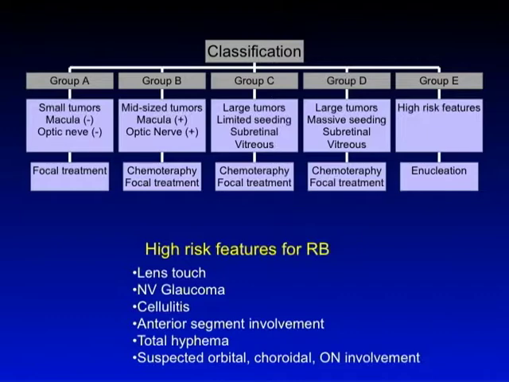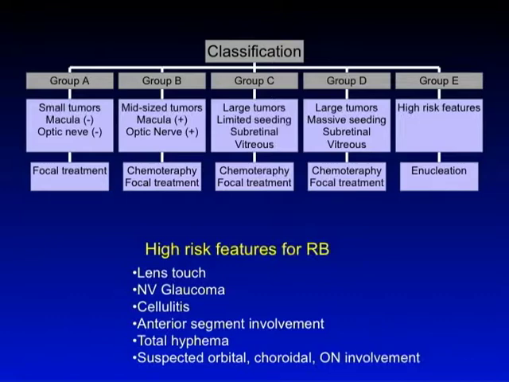Now, this is the new classification for the treatment of the disease, basically. It was created by Dr. Lynn Murphy at Children's Hospital, LA, and USC. And it's basically for prognosis. Small tumors without involving the macula are group A, and group E is the tumor with a high risk. This tumor needs to be enucleated.